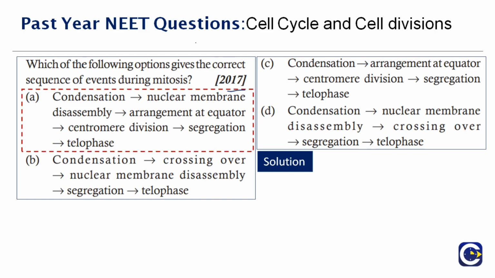So you can see the arrow mark. I don't have to explain much about this because the order is very well understood. You only have to follow this order. From condensation, it moves to nuclear membrane. From nuclear membrane, it moves to disassembly. From disassembly, it moves to the arrangement at the equator. And from the equator, it moves to the centromere division. And from segregation, it moves to the telophase. So this is the correct sequence out of the sequences given here. Therefore, the correct answer is option A.